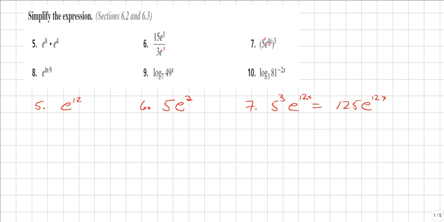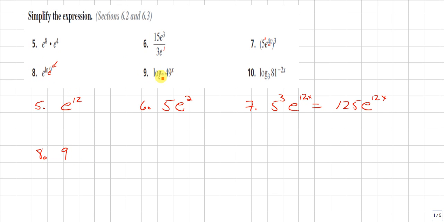Okay, so for number 8, when the bases match, and this is an ln, so it's a base e, if I have an exponential, and the power on it is a logarithm, if the bases on the logarithms match, it's just going to be the number that I'm taking the logarithm of in the exponent, so this will simply be equal to 9.